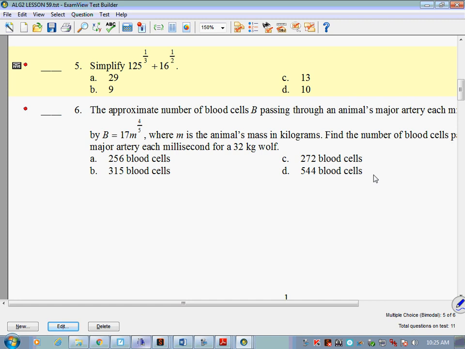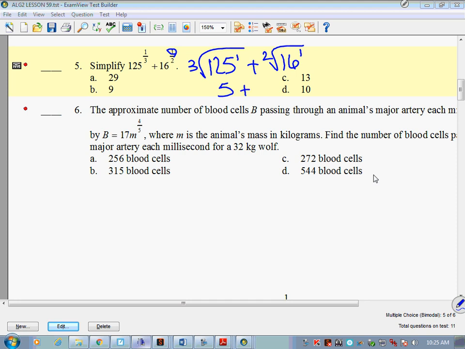125 to the 1/3. Well, if I put that in simplified radical form, I would get the cube root of 125 plus the what root of 16? No, look, it's to the 1/2, the square root. Okay, so does anybody know what the cube root of 125 is? 5. Good. So the cube root of 125 is 5. What is the square root of 16? 4. All right.